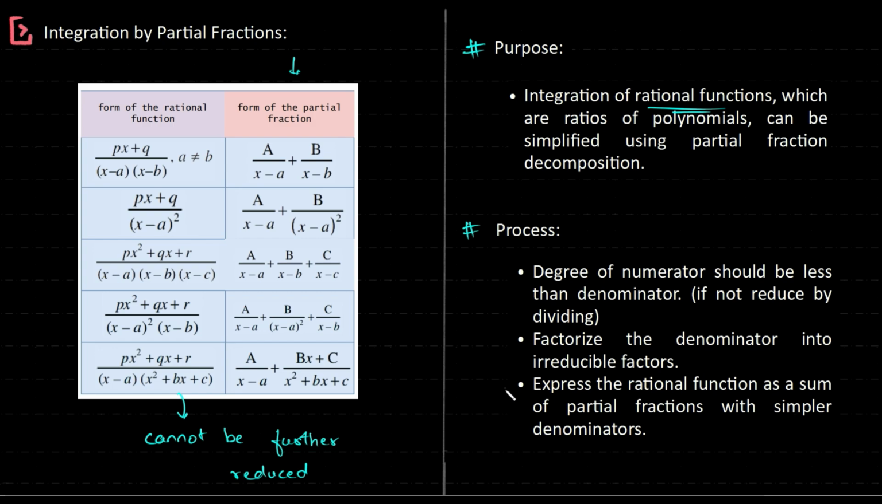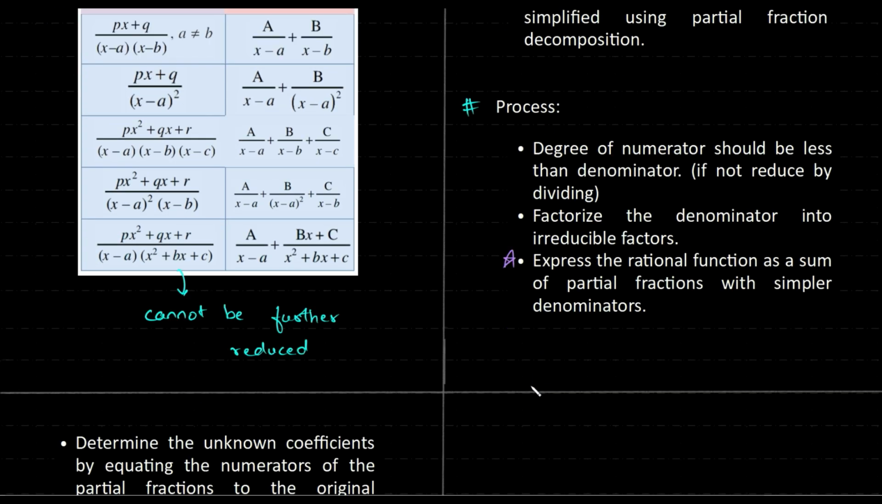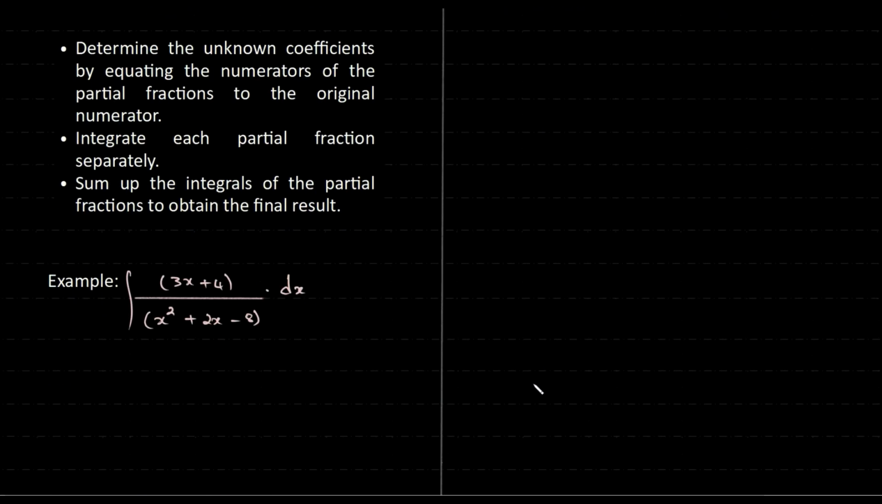So this is where the funda is. Okay, so that's what I have to explain to you guys. Then determine the unknown coefficients by equating the numerators of the partial fractions to the original numerator. Integrate each partial fraction separately, sum up the integrals, and so on and so forth. So I want to talk about the partial fraction aspect. Other things are to be done later on. The integral part is just using a formula, so that's not a big issue over here.